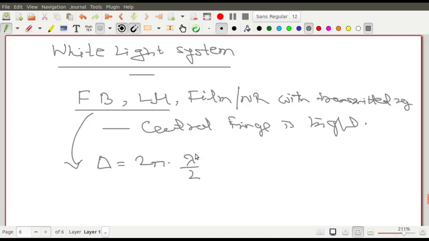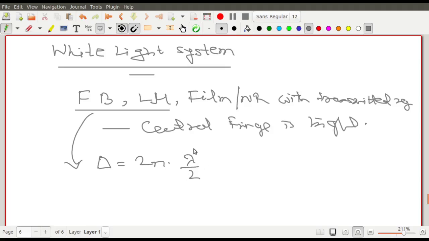Now for the central fringe, you know that you have to put n equals to 0, right? You have to put n equals to 0 for the central fringes. So as you put n equals to 0 over here, you see that your right side actually becomes 0. That is, the effect of lambda is gone.